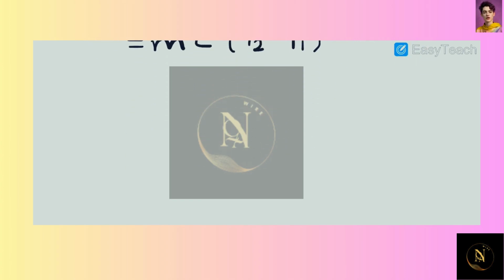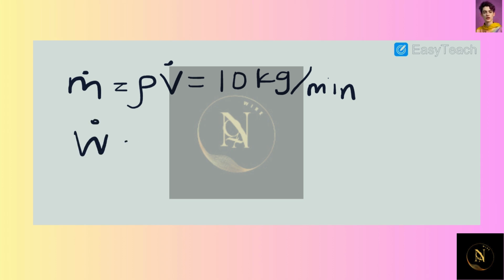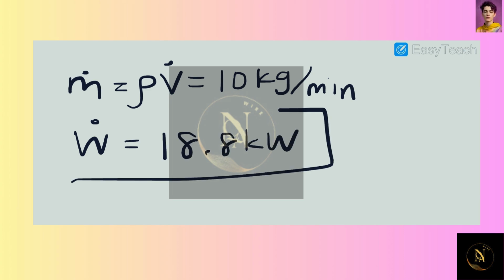And we can actually go ahead and solve for m dot just by using the volume flow rate and density. We can say that m dot is equal to rho V dot, and this gives us an m dot equal to 10 kg of water per minute. Now substituting this back into our expression for work, we see that the total electric work required in the first scenario is 18.8 kilowatts. And that's the first part of our answer.